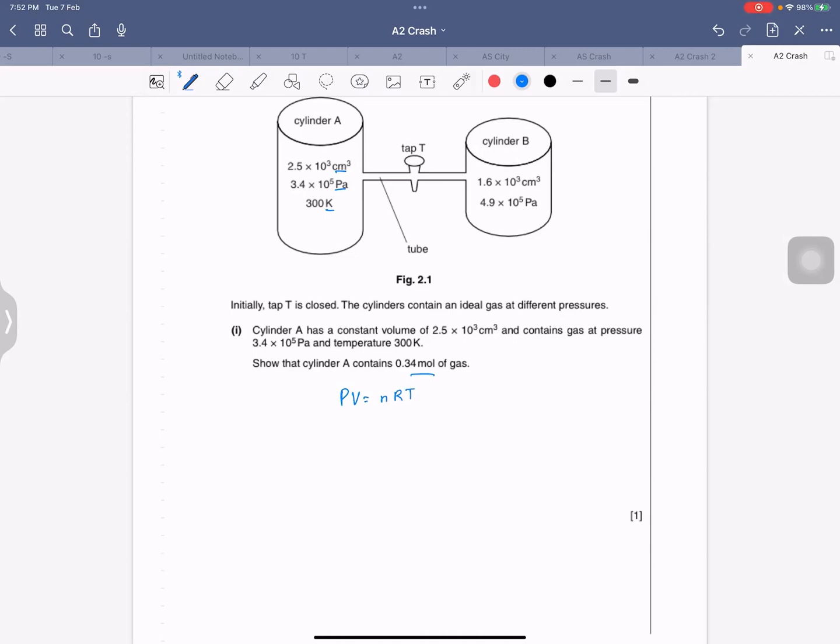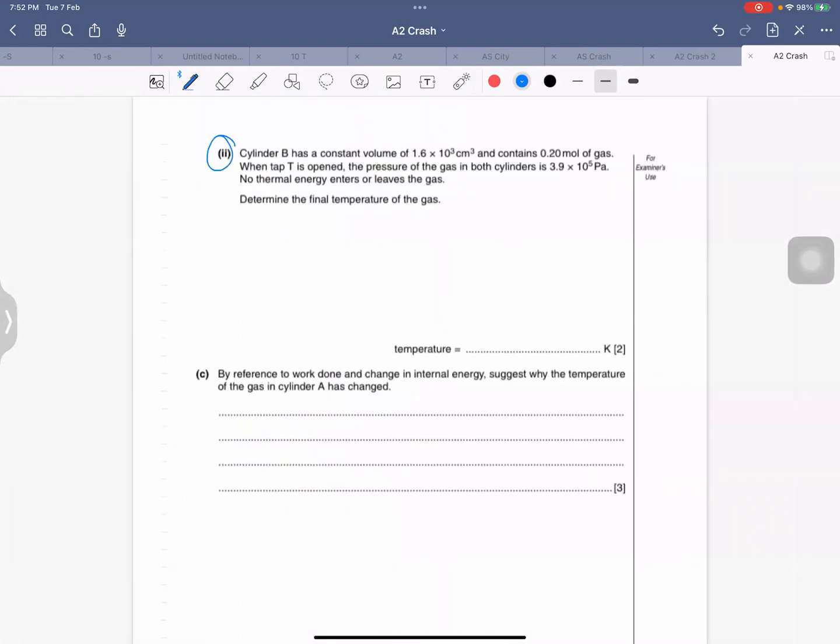Okay. So the pressure is 3.4 times 10 raised to power 5. The volume is in centimeter cube, so we want to multiply this by 10 to the power -6. And n we need to find, R is 8.31. And the temperature is already in Kelvin, thanks to them. And what would n be then? I think it should be the same. I'm very confident about that. But you can also check, please. 0.34. Okay, very cool.